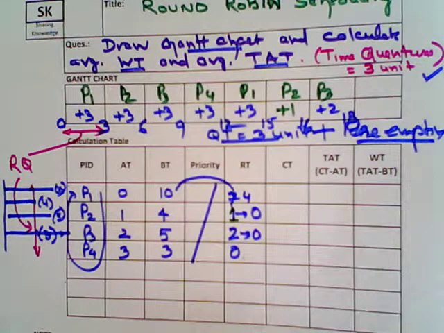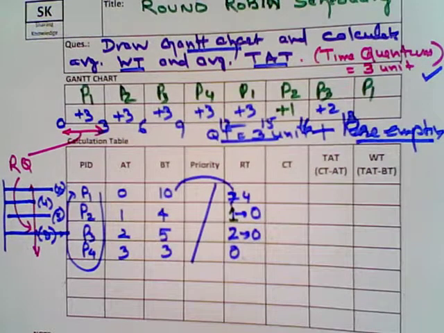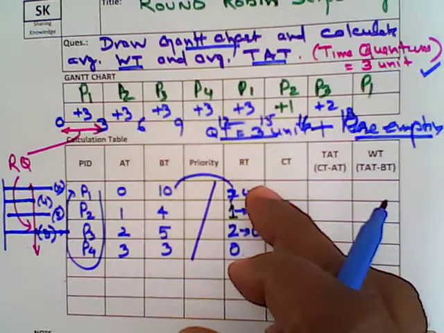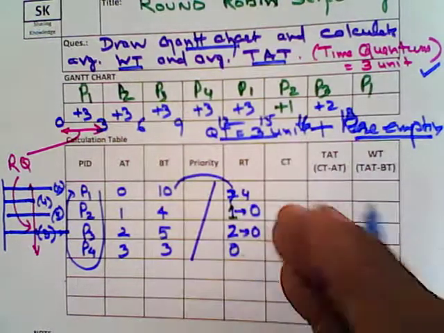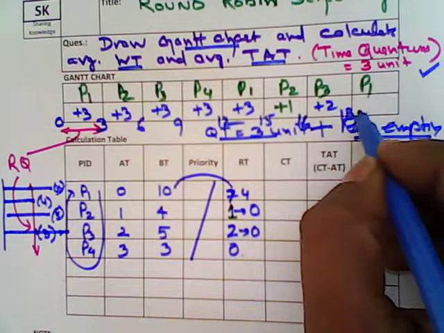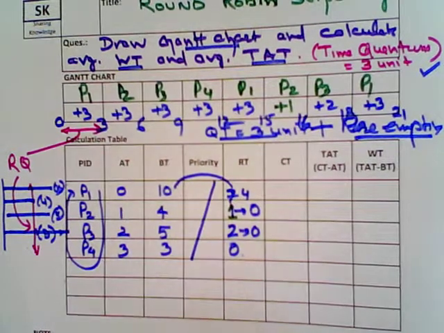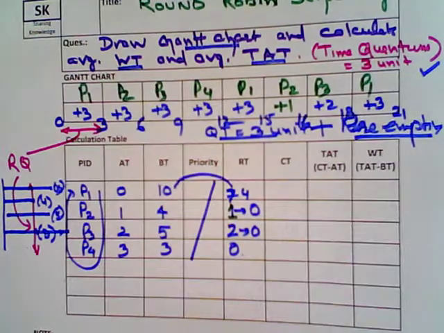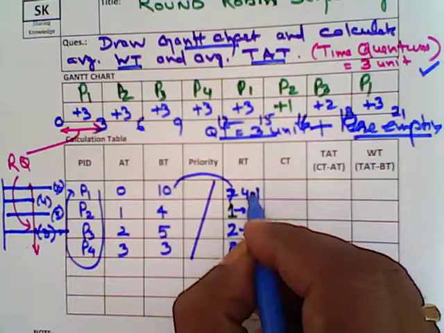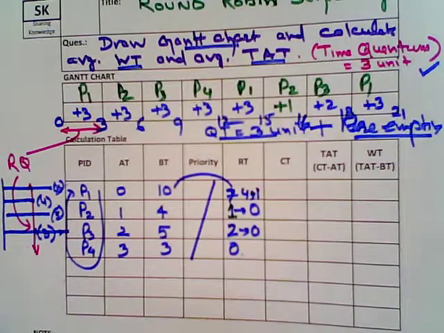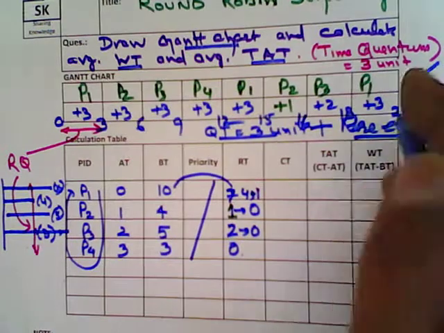Either we can write it like this or otherwise, but we have to go in the same order according to Qt. So for P1, 18 plus 3 is 21, and after that the remaining burst time, minus 3, means it is 1. So P1 will come again, and here we add plus 1. That gives you the value 22.